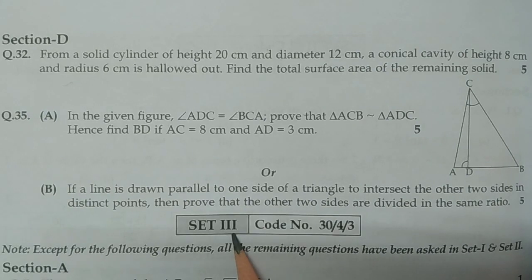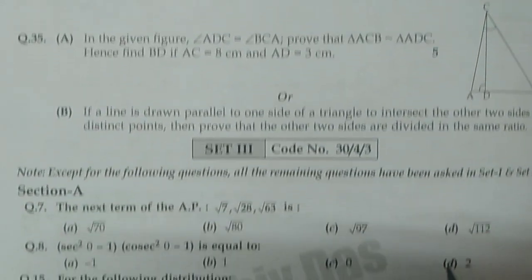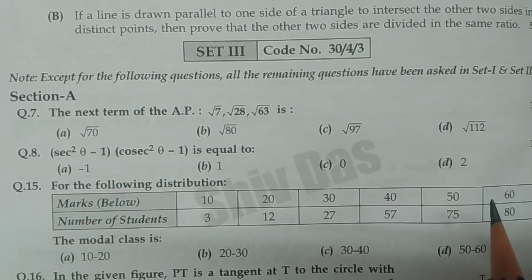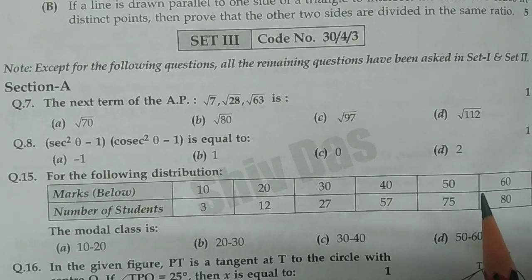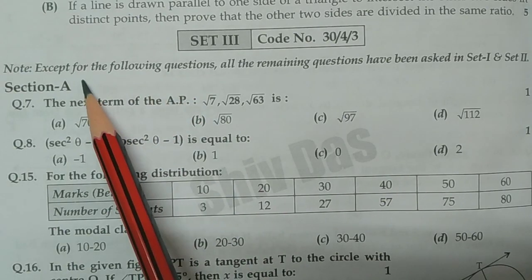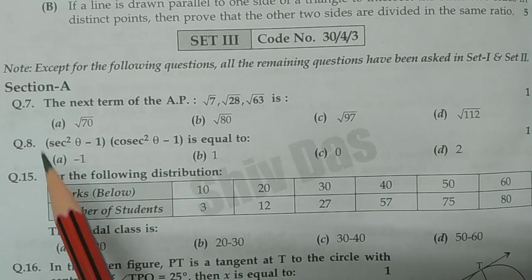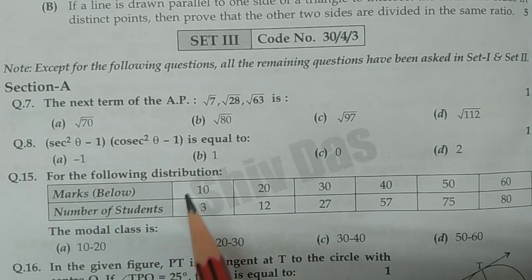Now it's set 3. It's code number 30/4/3. So you can see here that it's the third set and we are doing this final set, and these are the questions which are extra questions. It's noted that except for the following questions, all the remaining questions have been asked in set 1 and set 2. So you need to understand that these are the only questions which are asked in set 3. Otherwise all the questions are the same.